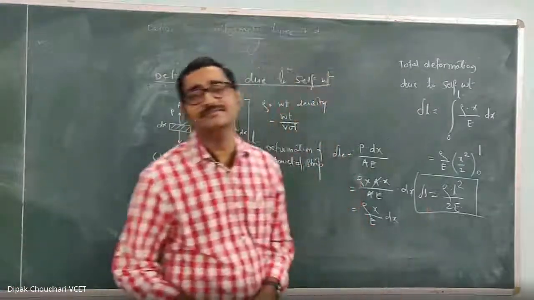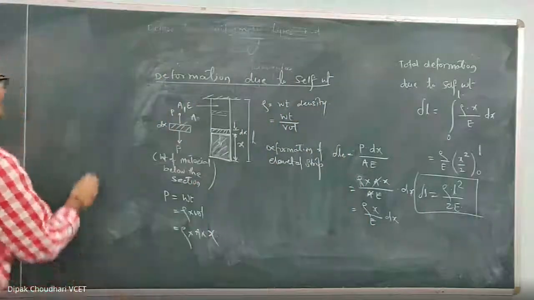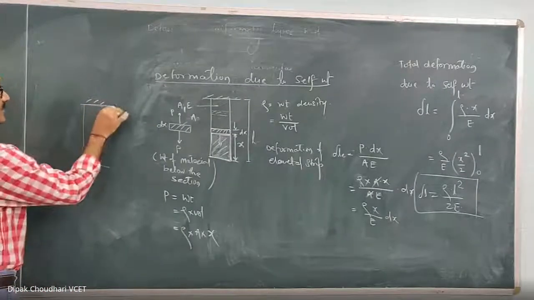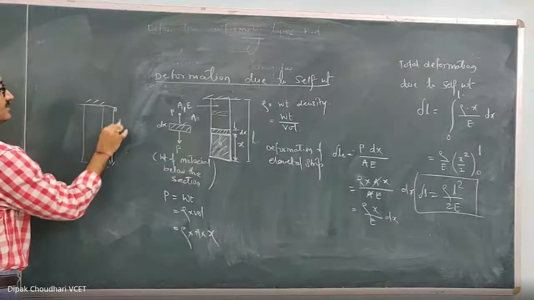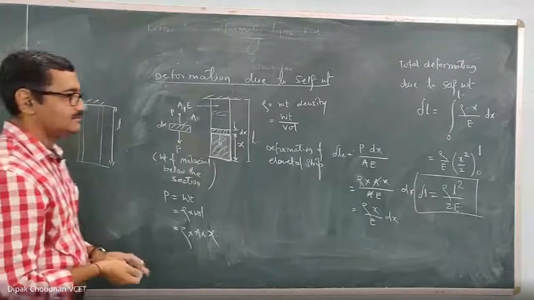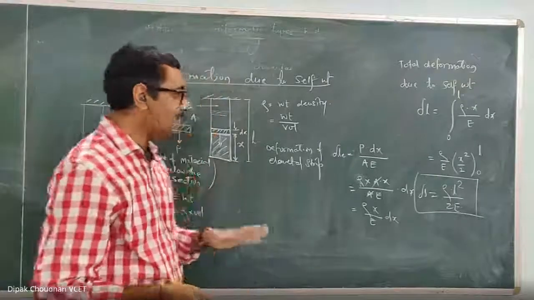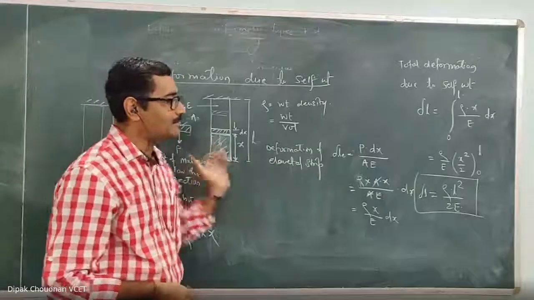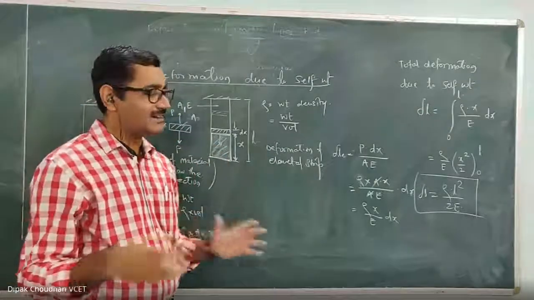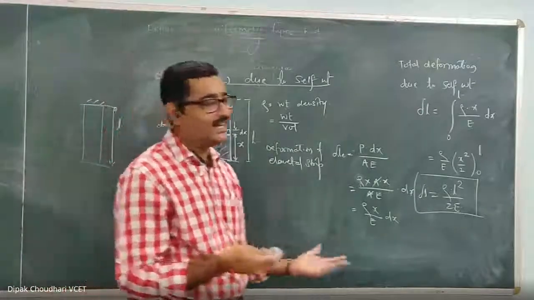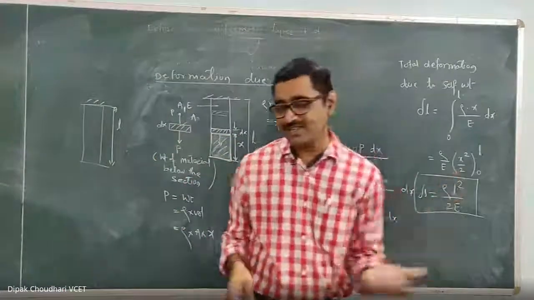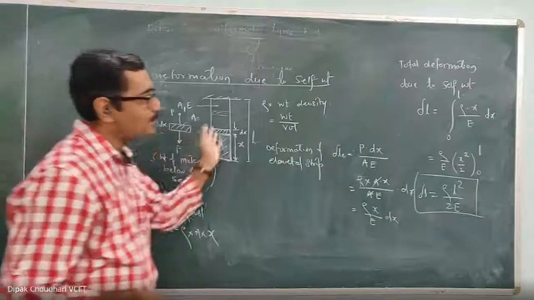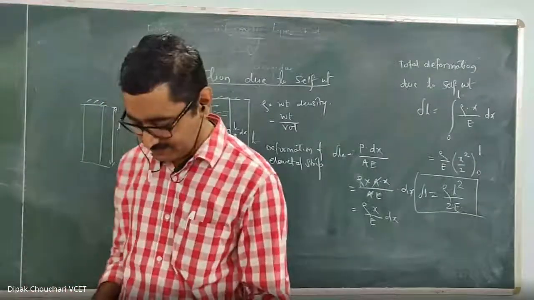Any doubt? If it is asked to calculate the deformation of a rod here, then you have to consider this much length to calculate the total deformation. Just remember, it is the deformation because of the weight of that particular material. In most cases we ignore this, but when the length is very large, you have to consider it. Any doubt? From the exam point of view, this derivation is important.